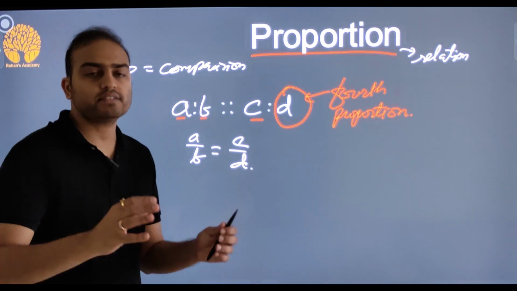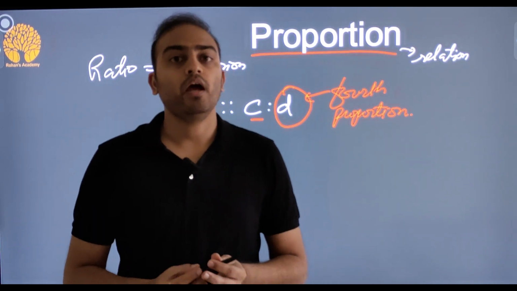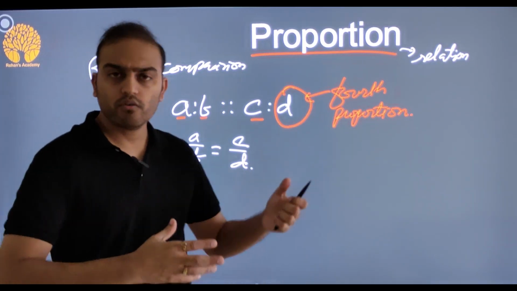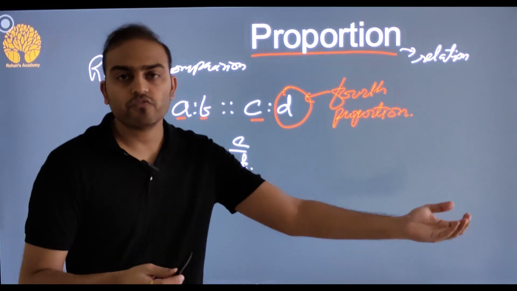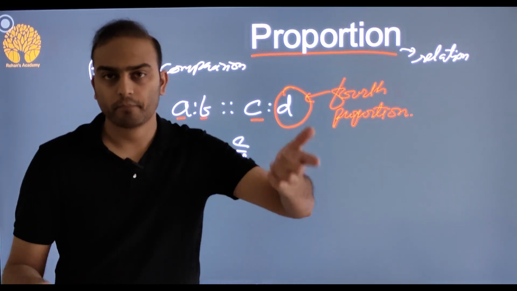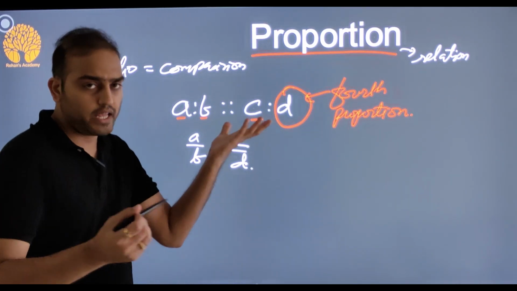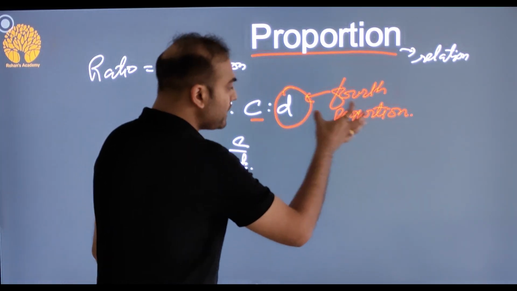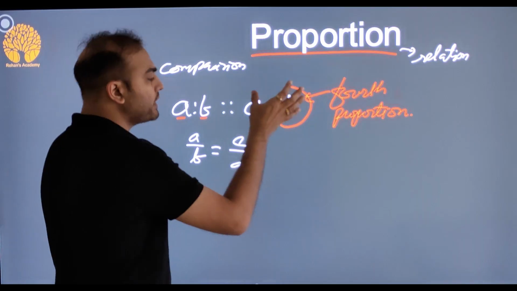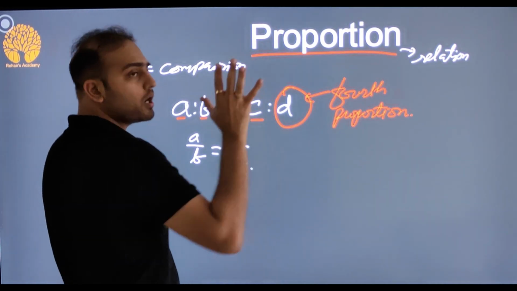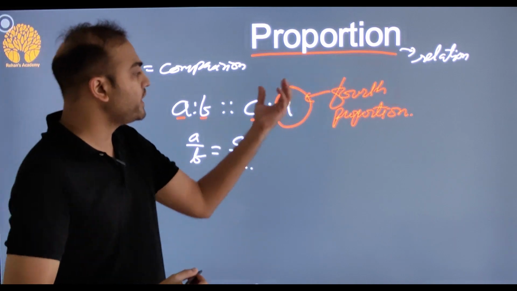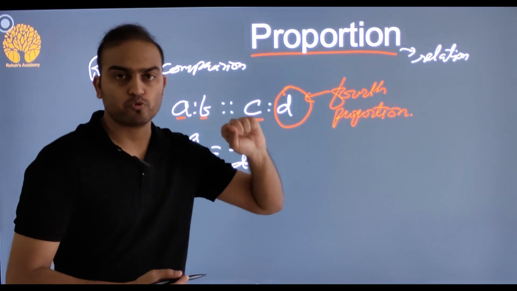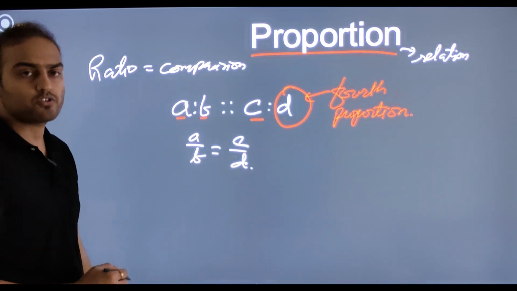What does that mean? There are three random values a, b, c. D is the fourth person who's coming. Think of it like a friend group. There are three friends, and the fourth one comes and makes the team complete. Similarly, there are three values a, b, c, and there is no relationship between them as of now. Now D comes, and the value D makes these come under a proportion. That is why D is called fourth proportion.